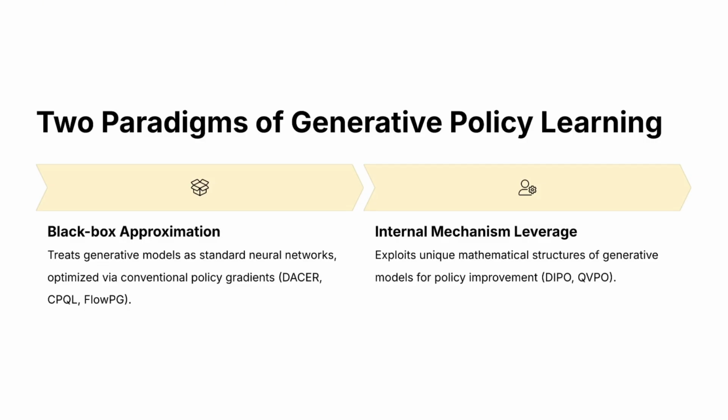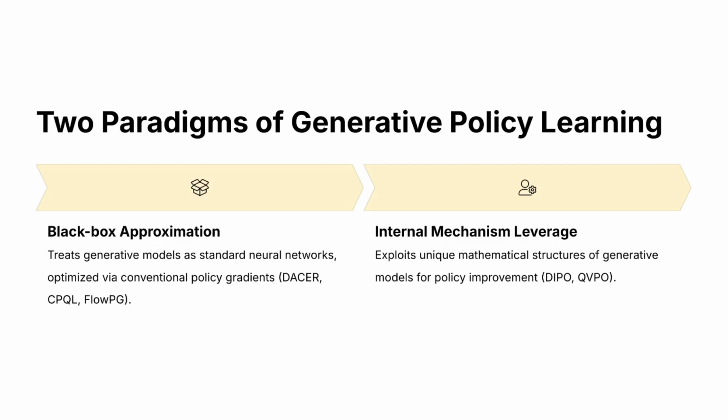The second paradigm is internal mechanism leverage, which goes a step further. Instead of treating the model as a black box, it taps into the model's own mathematical structure, how it represents probabilities or latent space, to make policy updates more efficient and also informed. We have techniques like DivPO or QVPO, which use the generative model's internal workings to improve performance and stability. So in short, the first approach relies on general-purpose optimization, while the second method exploits what makes generative models special, leading to smarter and often more sample-efficient learning.